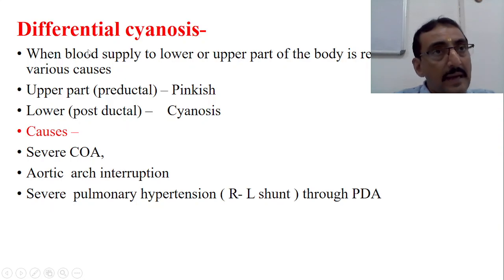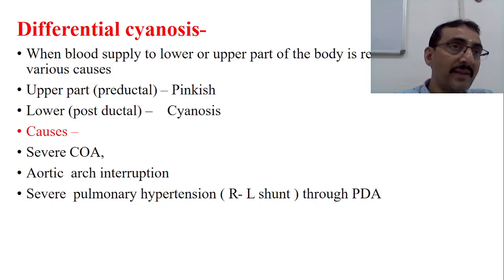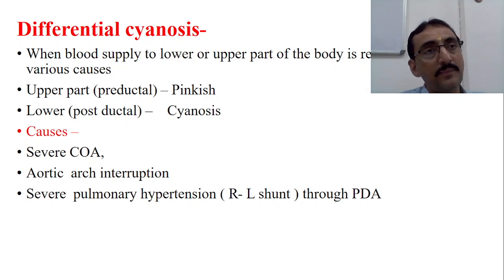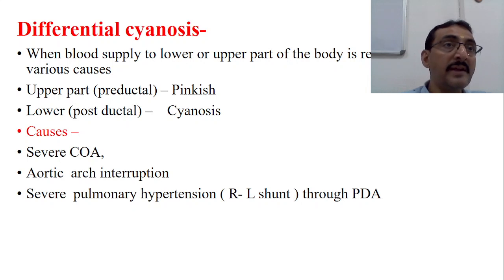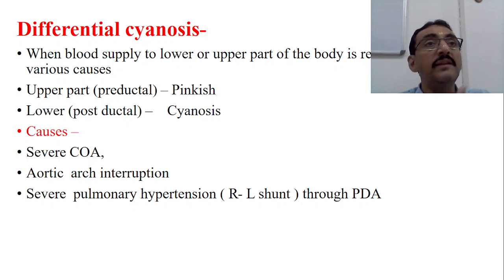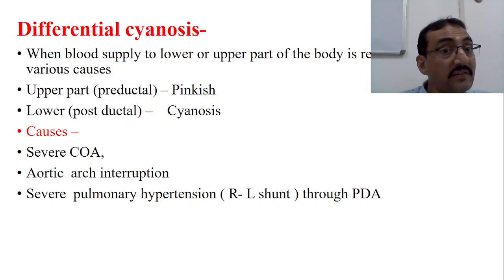Now there is another type of cyanosis, which is called differential cyanosis. Differential cyanosis means the blood supply to the lower or upper part of the body is restricted due to various causes. The upper part of the body is receiving a good amount of blood supply, while the lower part of the body is receiving no or less blood supply. Then cyanosis develops in the lower part and there is no cyanosis in the upper part. This is possible in some cardiac problems.